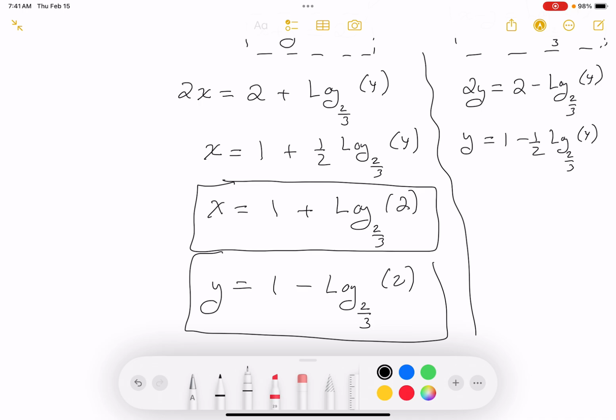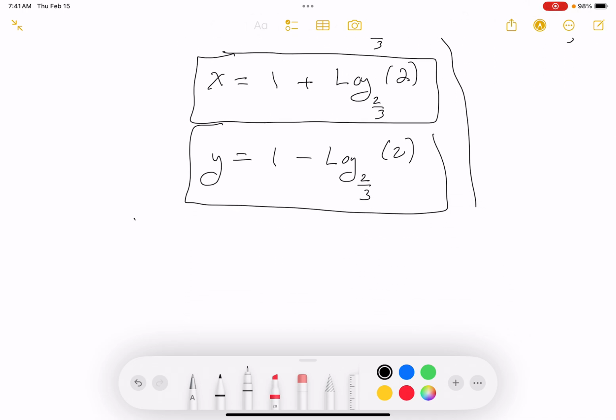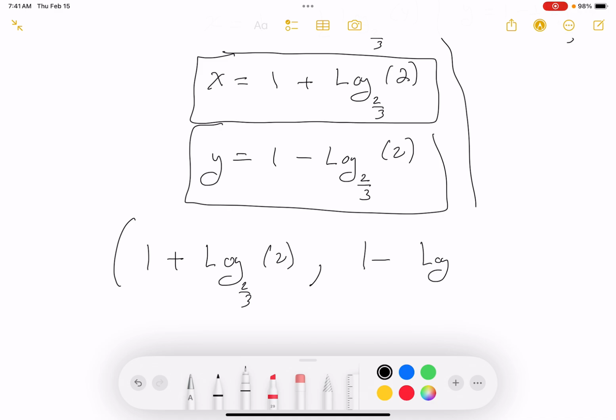I'll go back and read the question to you. It says find a point of intersection. I found a point of intersection. If you want to write it as an ordered pair of numbers, you can. So it's 1 plus the log base 2/3 of 2, comma, 1 minus log base 2/3 of 2.